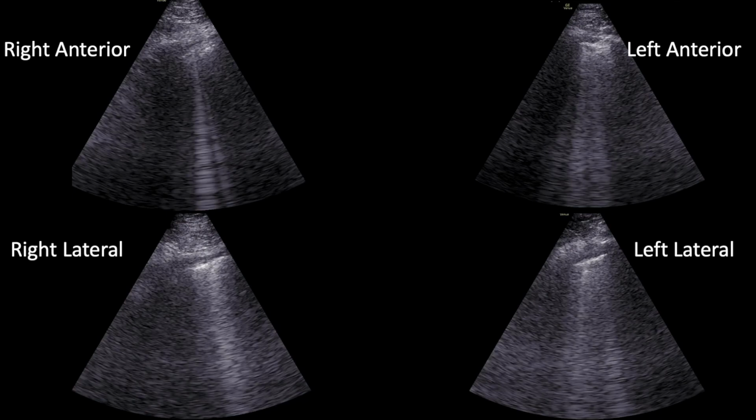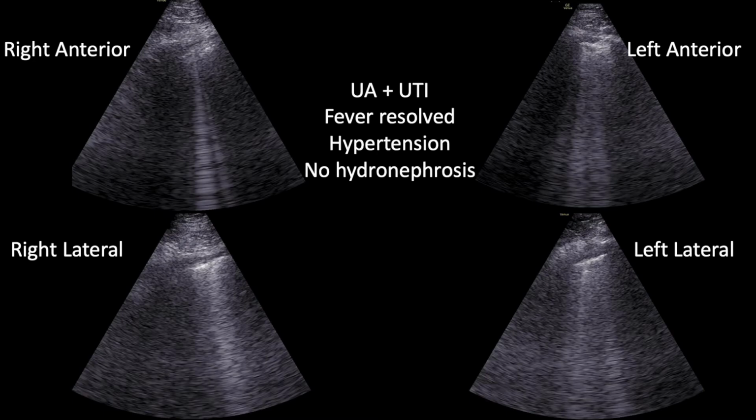All right, so let's stop and reassess our patient. On hospital day 2, we got a UA which was consistent with a urinary tract infection. Antibiotics were also started, and his fever resolved. His blood pressure was hypertensive, and it wasn't dropping into a hypotensive septic shock realm. And we looked at his bladder and his kidneys. There was no evidence of hydronephrosis or other obstruction.